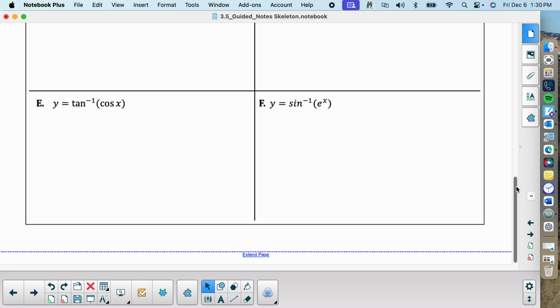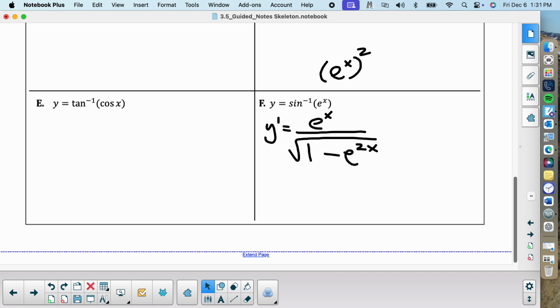Okay, sine inverse e to the x. So derivative of arc sine is u prime over root 1 minus u squared. So I can immediately start filling parts in. E to the x is what my u would be. So u prime, still e to the x, square root 1 minus u squared, e to the x squared would be e to the 2x. And then that doesn't simplify, or nothing can be done. So that would be the answer.